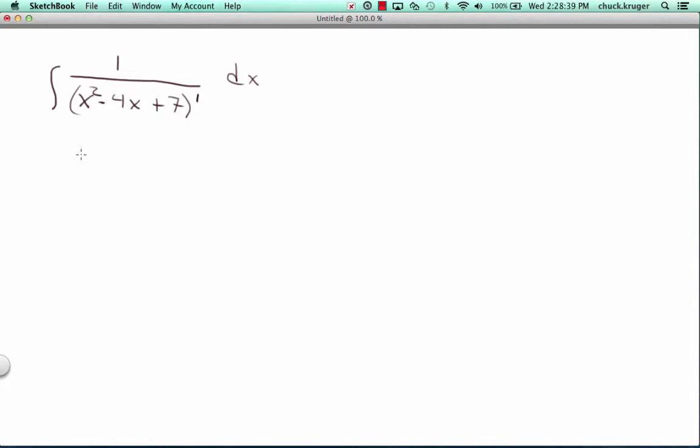So I'm going to write it in an inverse trig form. And notice I don't have any square roots, so the only choice I have is arctangent. And arctangent looks like this. It's 1 over a squared plus g of x squared dx, where this is equal to 1 over a times the arctangent of g of x over a plus c.